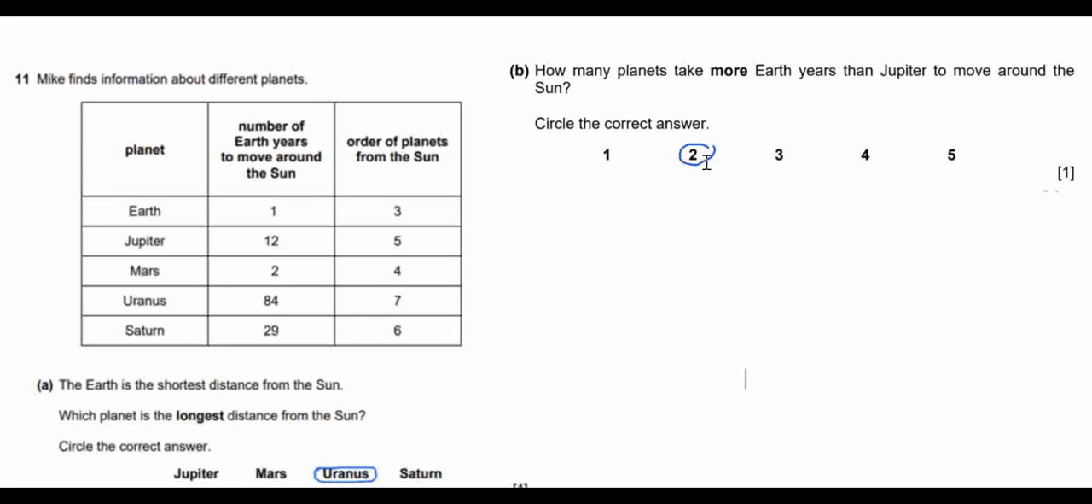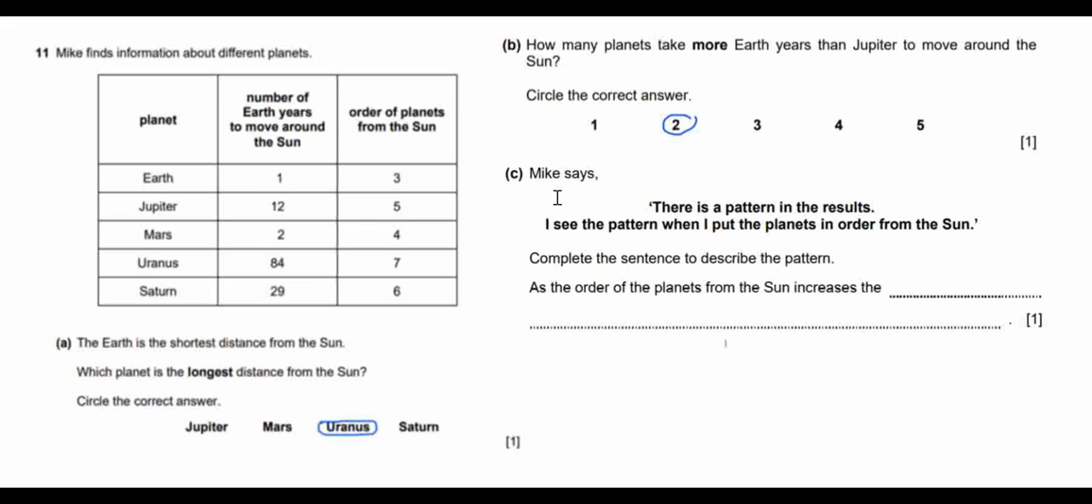Next number. Here we go. Now we are in 11c. Mike says there's a pattern in the results. I see the pattern when I put the planets in order from the Sun. Complete a sentence to describe the pattern. As the order of planets from the Sun increases, the blank. So 10 seconds from now.